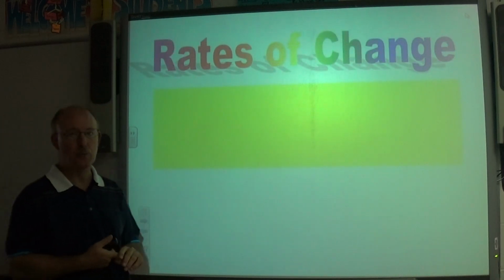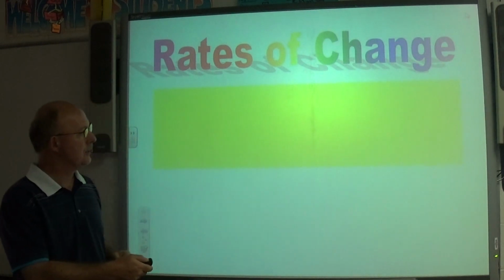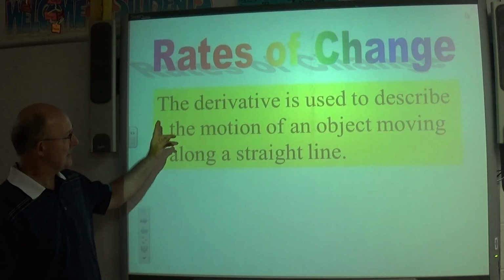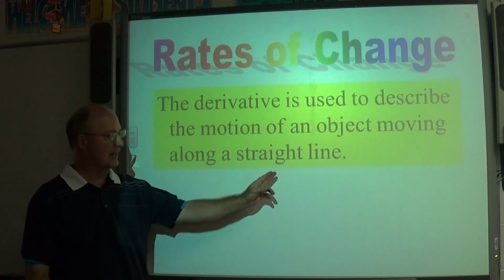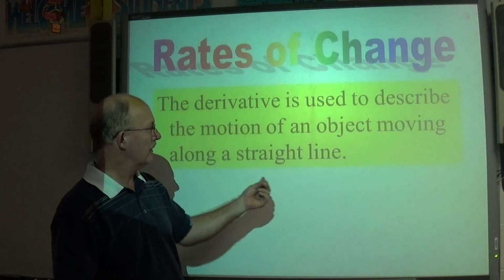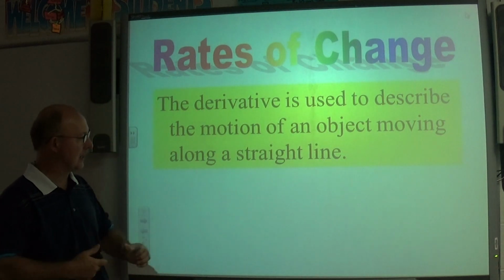Now, let's take a look at rates of change. In our next video, we'll look at some examples, but just some descriptions as we get started. The derivative is used to describe the motion of an object moving along a straight line. So we use derivatives to describe motion along a straight line, velocity and acceleration, etc.